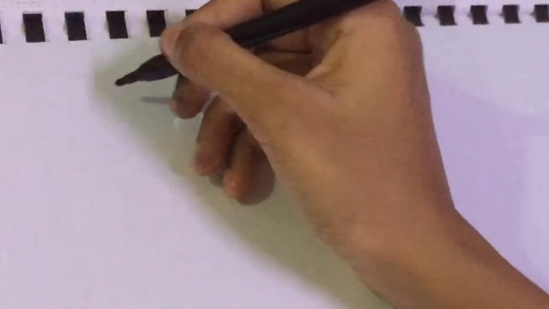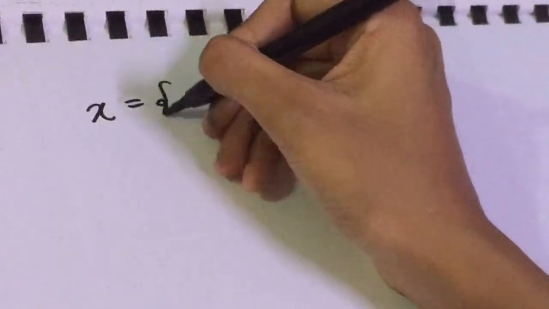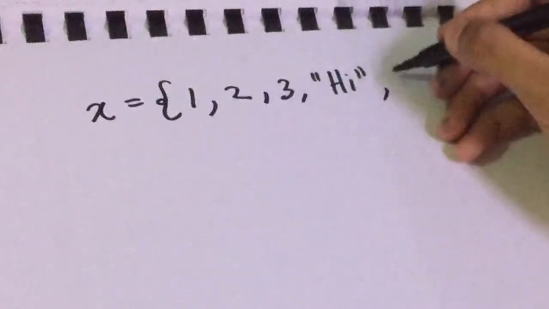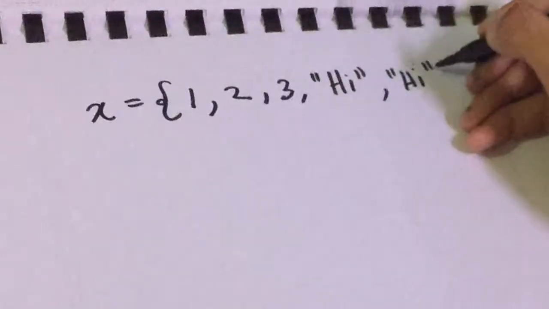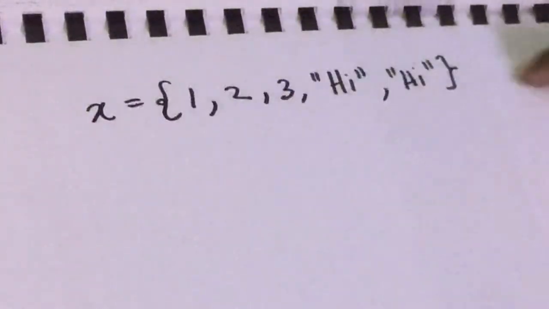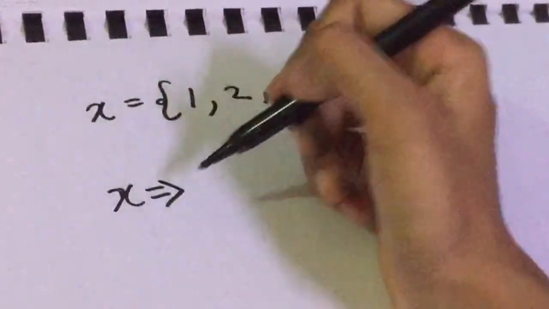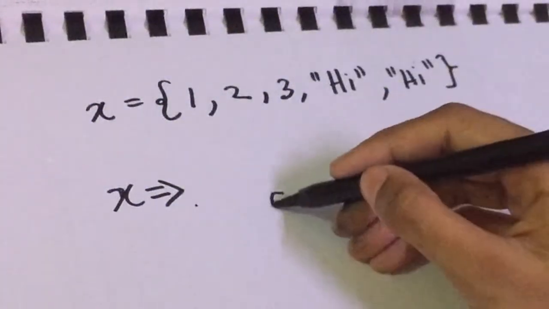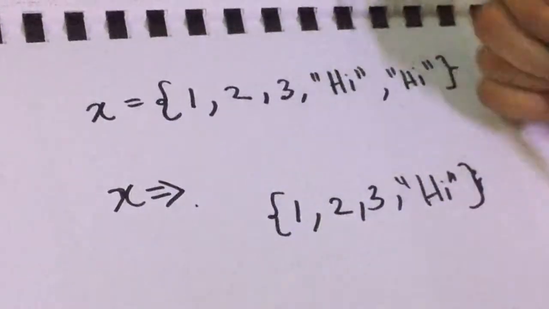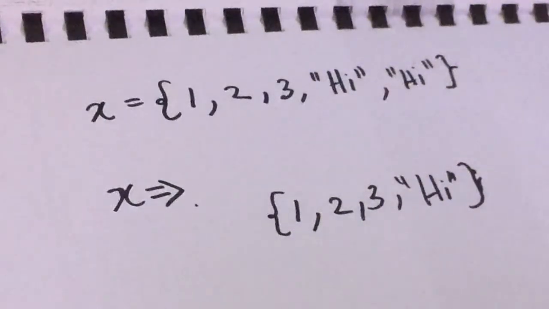Set means it starts with this curly braces and you can have anything in it, but when you have two same values, it will take both values as one value. So you are running this statement, okay, and now you are going to print x. You print x, it will give you a set with values 1, 2, 3 and a high. There will be only 4 values. So when you repeat the same values, it will count that as one value. That is a special thing in a set.